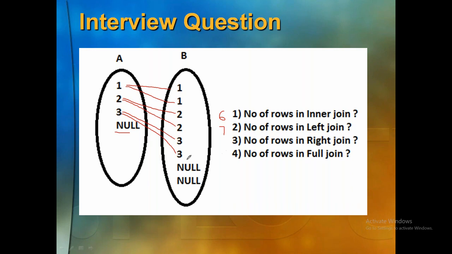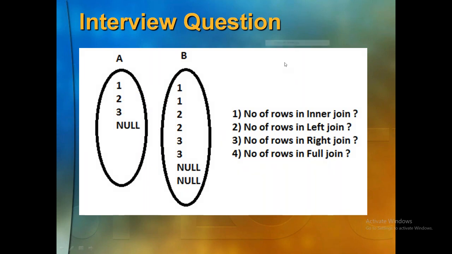Number of rows in left join: this side we have two unmatched data, so 6 matched plus 2, it is 8 rows for the right join. Full join is 6 matched data, 1 unmatched data this side plus 2 unmatched data this side, 6 plus 1 is 7, and 2, total is 9. So the number of rows in full join is 9 rows. Clear? This is the answer that you must have with you.